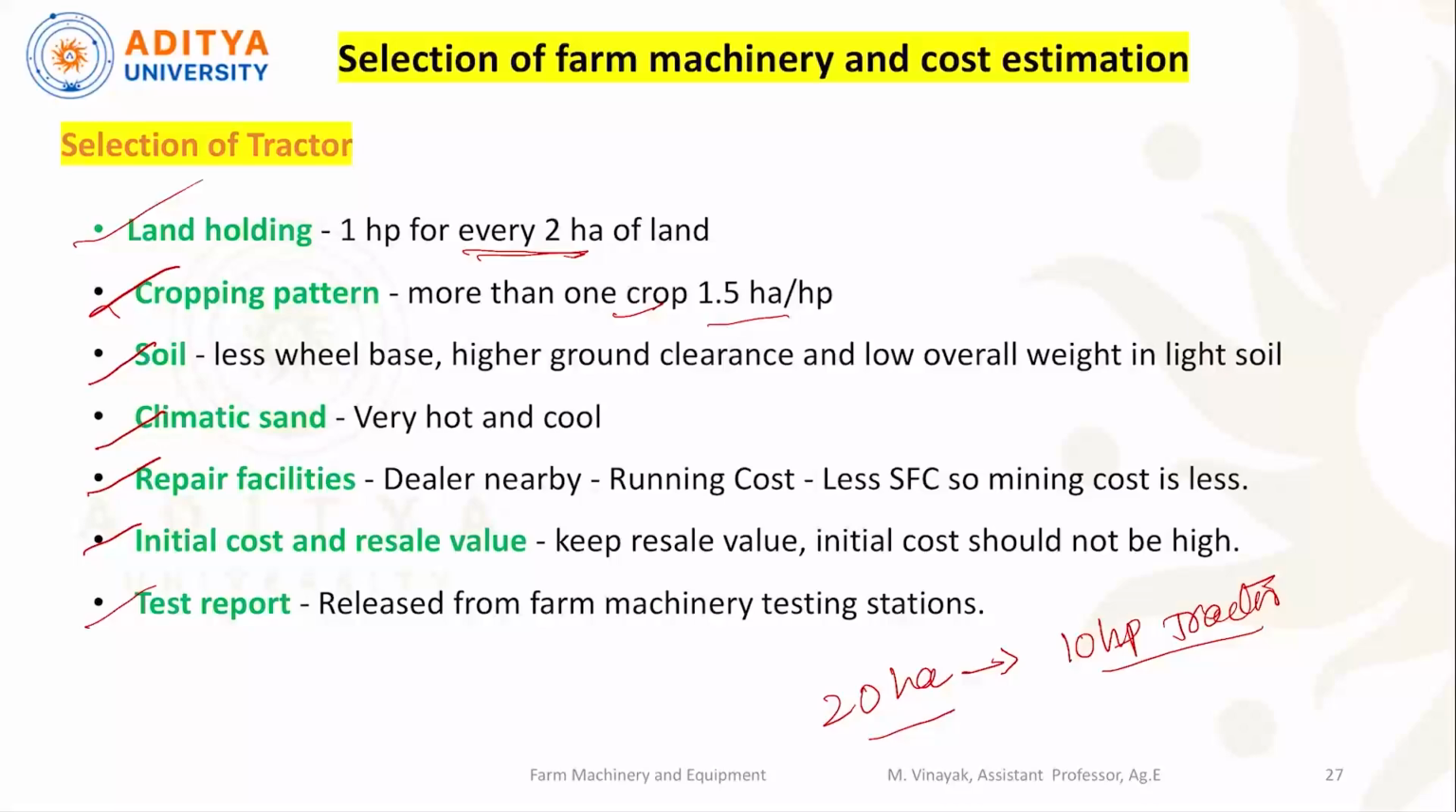Next is the soil. Light soil needs less wheelbase, high ground clearance, and low overall weight. Before going to soil type, soil compaction is very important. If we increase the weight of the implement or the machine, what will happen? I will differentiate two cases: one is a less weight machine, and this one is a more weight machine. This one is a tractor.